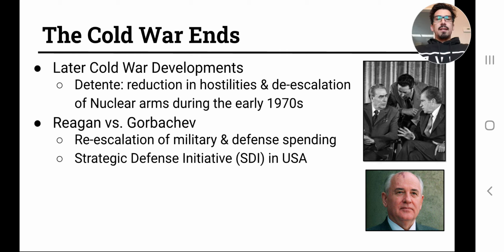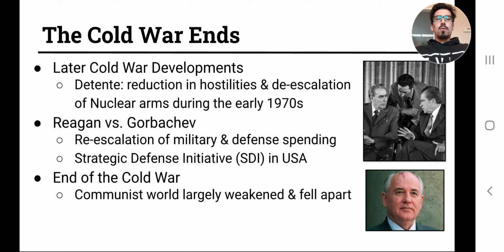During the 80s, the Reagan and Gorbachev era, that was a period of time where there was a re-escalation of military and defense spending, especially on the part of the U.S. under Ronald Reagan, creating what was called the SDI, or the Strategic Defense Initiative. Just an example of programs and spending that took place, again re-escalating nuclear proliferation and heating up the Cold War a little bit, although there was no armed conflict that took place as a result.